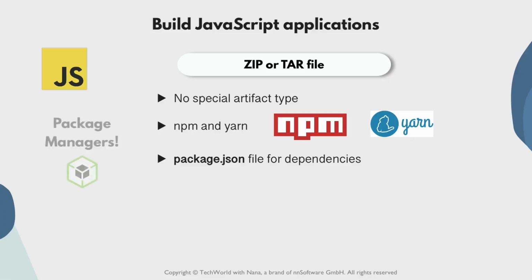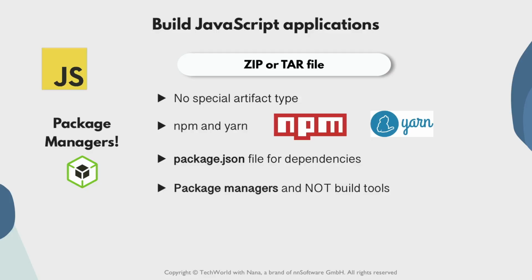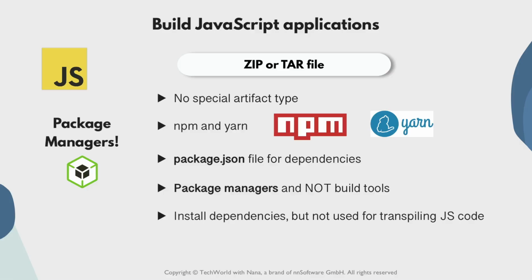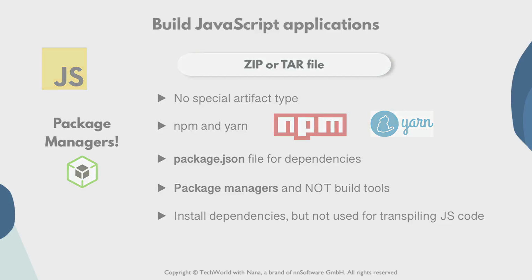Note that NPM and Yarn are package managers and not build tools like Gradle and Maven. They install dependencies, but they're not used to build the application or to transpile and then build the JavaScript artifacts. So when we build a JavaScript application artifact, either we do not compress it and compile it, transpile it in the JavaScript case, or we use other tools to do that because NPM and Yarn do not have commands for that.